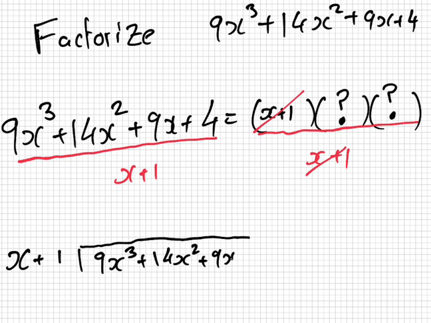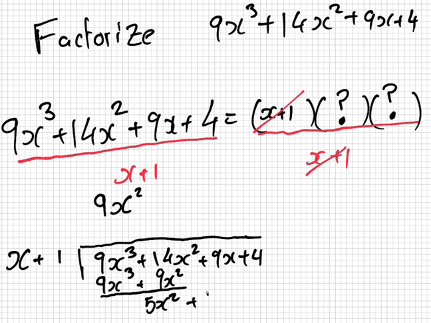Let's do this long division. Right, so what do I need first here? 9x squared. Now, I'm only writing it up here because that's going to be the answer. 9x squared. And then when I multiply, I get 9x cubed plus 9x squared. And when I subtract, 5x squared, isn't it? Plus 9x plus 4. So what's the next number? 5x.